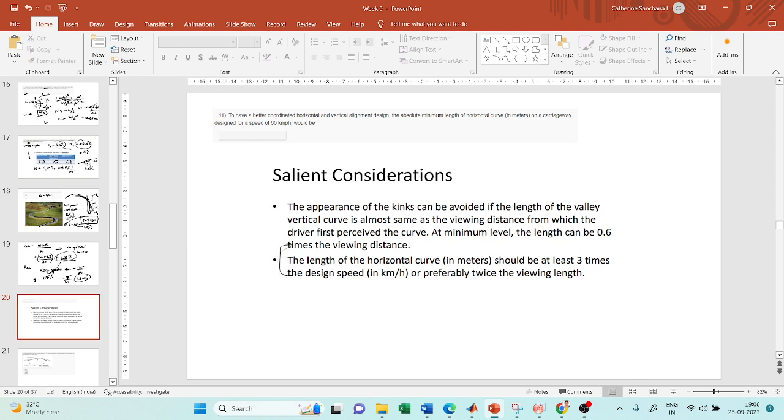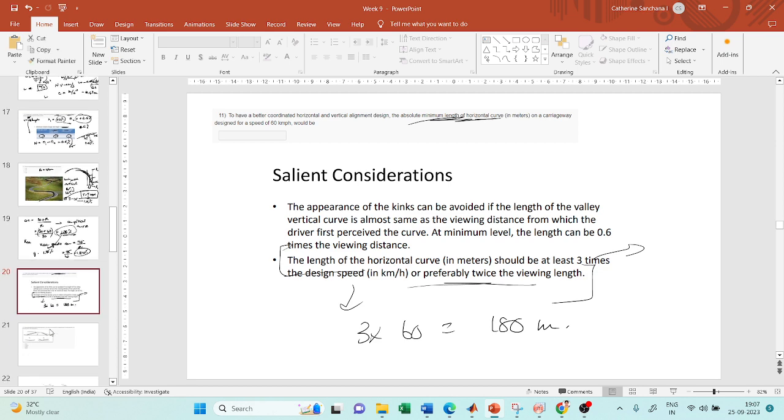So I've taken this statement from these slides. The length of the horizontal curve should be at least 3 times the design speed, or preferably twice the viewing length. Okay, so the minimum length of the horizontal curve is nothing but 3 times the design speed. So 3 into 60, which is 180 meters. So this is the minimum length of horizontal curve required to have a better coordination of horizontal and vertical alignment design.